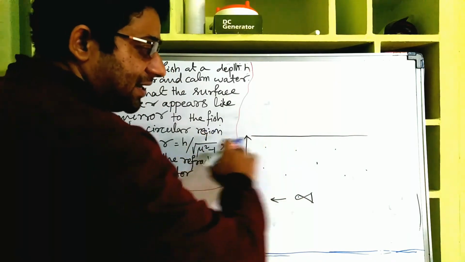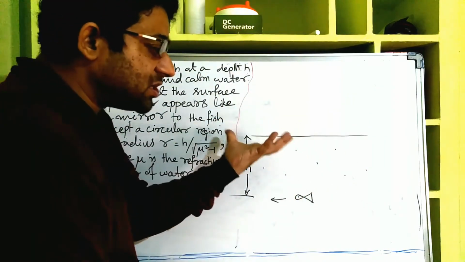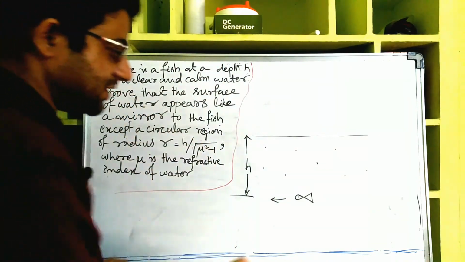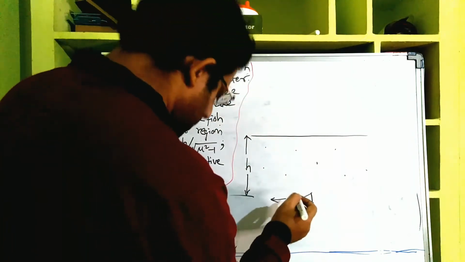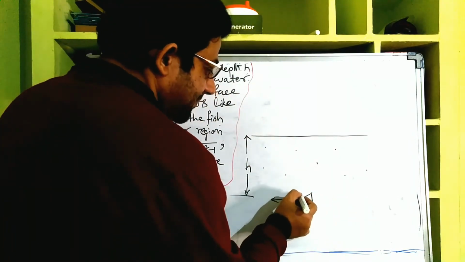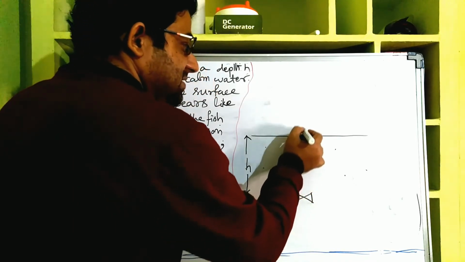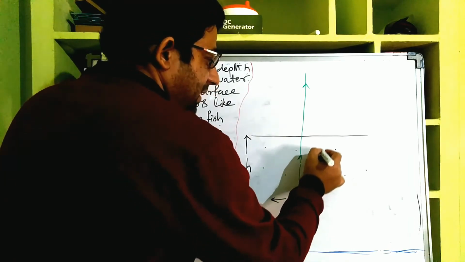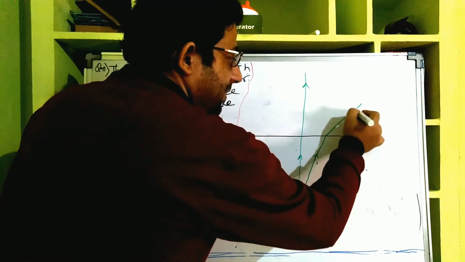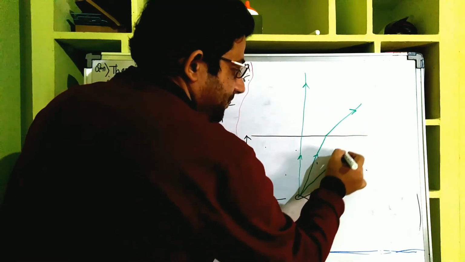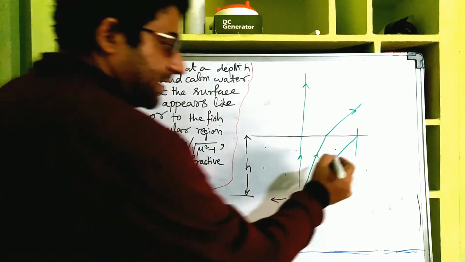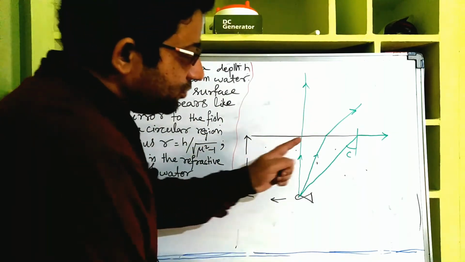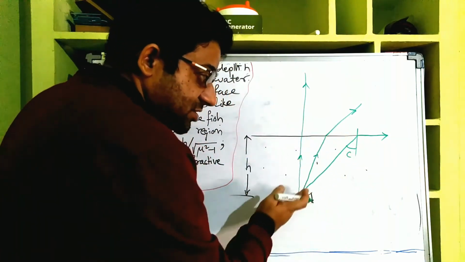If you look up, the entire water surface looks like a huge mirror, except a circular region of a radius that is given. Now let us conceptually understand what happens. If a light ray from the eye of the fish goes straight up, it will go undeviated. However, if we take one light ray like this, it will be deviated, and when the angle of incidence becomes equal to the critical angle, you know this now, right? The refracted ray will become parallel to the surface.